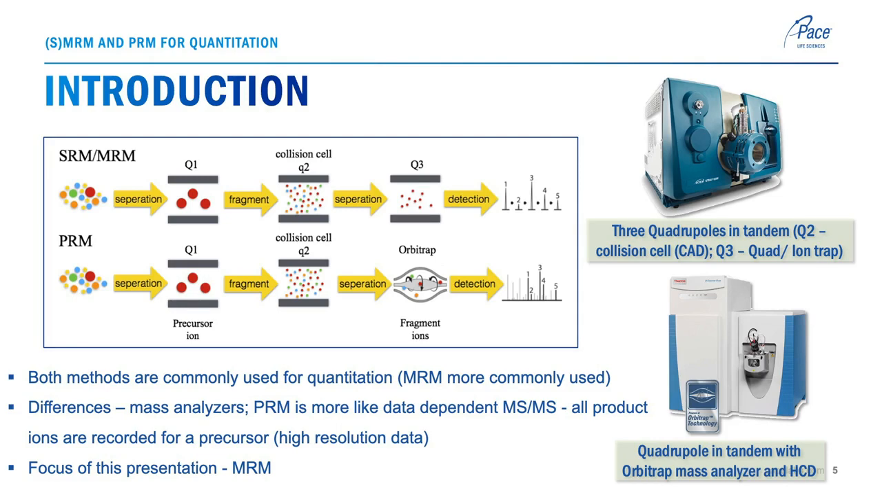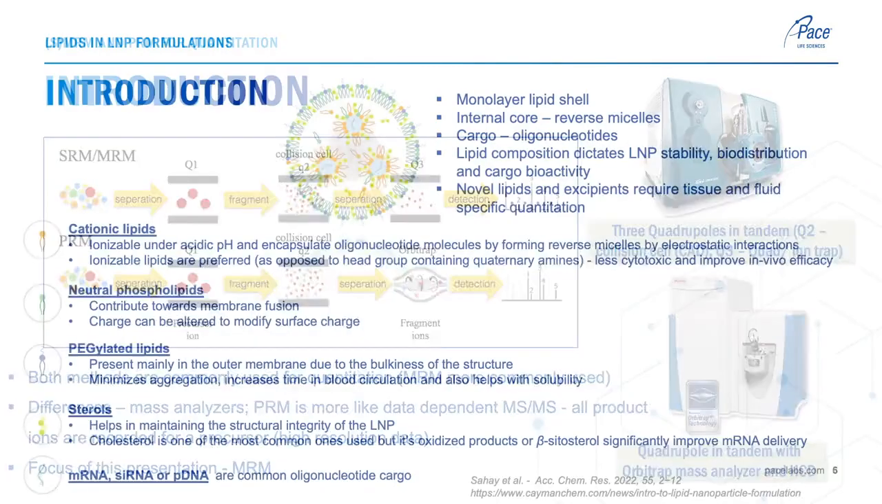In case of PRM, the product ions are sent to the orbitrap mass analyzer, which acquires data for all the product ions. In this presentation, I'll be mainly focusing on MRM method development. And since MRM methods have the mass spec focus on a specific precursor to product transition, they are highly sensitive.